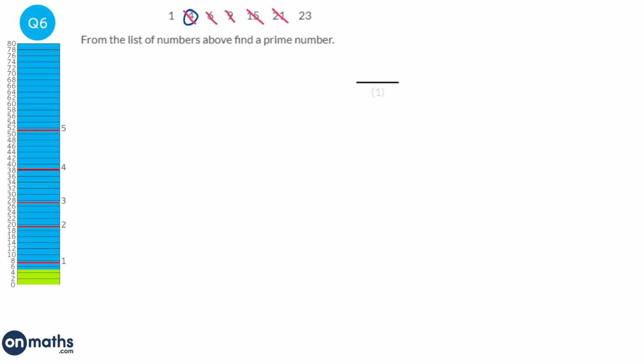Now 1 is a bit of a special case. The definition is that it has to be in 1 and its own times table, and technically 1 is only in one of those. So 1 is not a prime number. The smallest prime number is actually 2, but 2 is not in this list. 23, though, is not in any other times table, so 23 is a prime number.